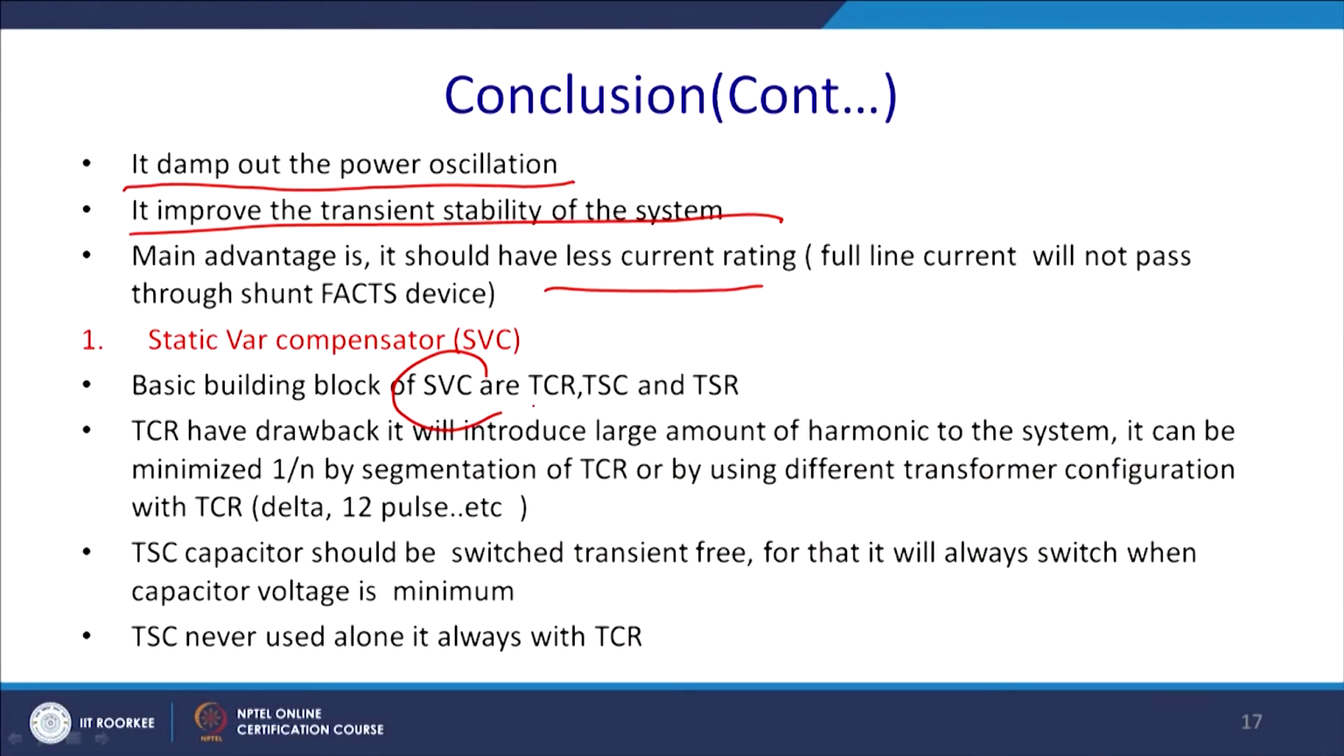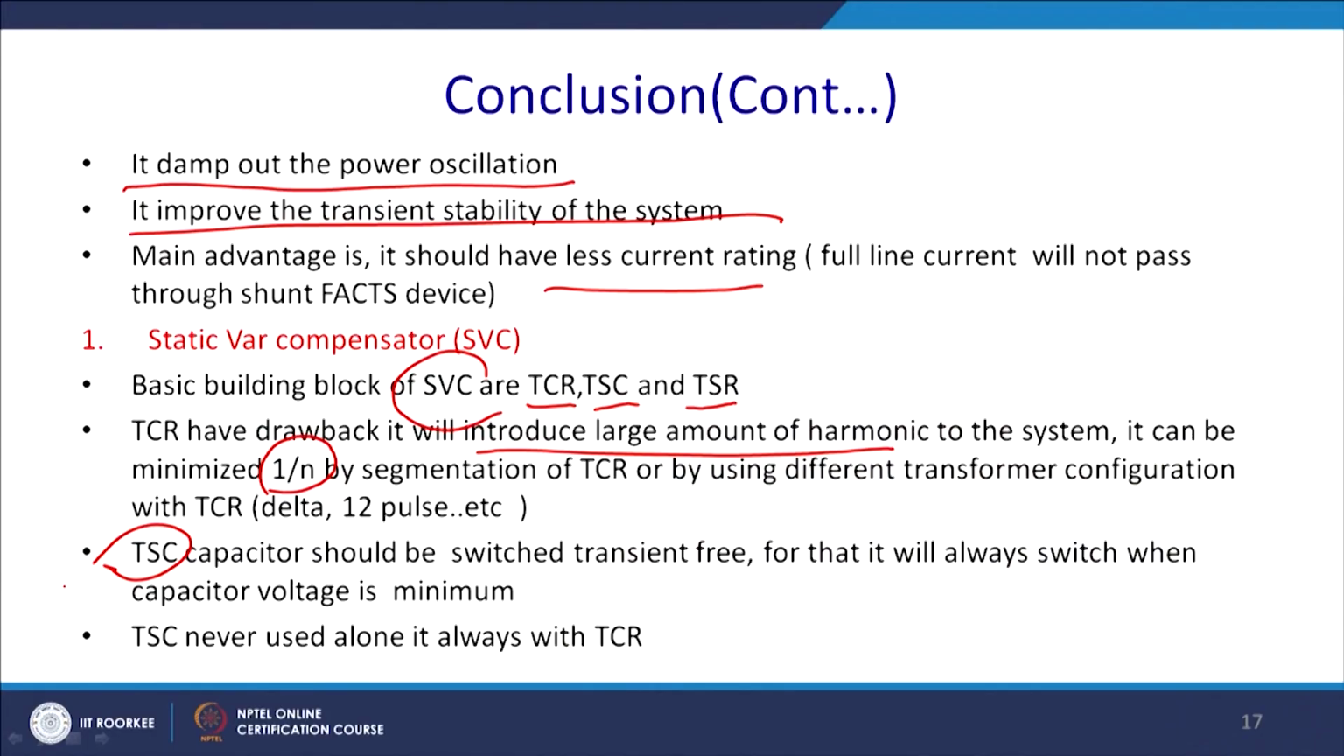The basic building blocks of SVC, the static VAR compensators, are basically the TCR, TCSC and TCR. We have just seen that the TCR has the drawback that it will introduce a large amount of harmonics into the system because of the switching, and it can be minimized by 1 by n segmentation of the TCR, by using different kinds of transformer configuration like delta transformers with different pulse numbers like 12 pulse and multiples of 36 pulse. In that way we can reduce the harmonic content in the system.